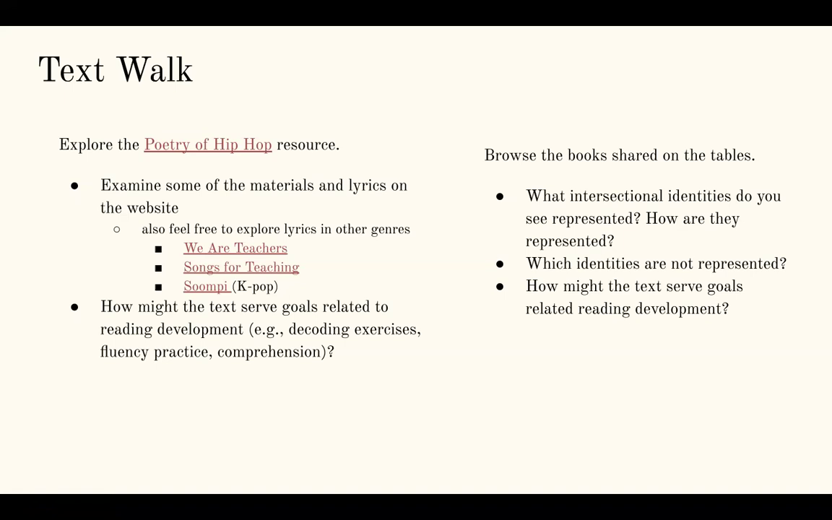How might you, again, make the connection between cultural responsiveness and just really solid literacy and reading instruction, recognizing that they're not separate, but rather cultural responsiveness is the lens through which we develop our literacy and reading lesson plans. And then going back to these electronic resources, I invite you to explore this website, which looks at the poetry of hip hop.